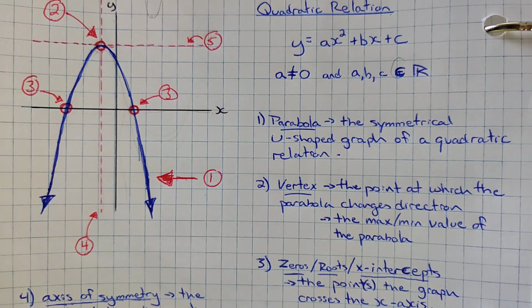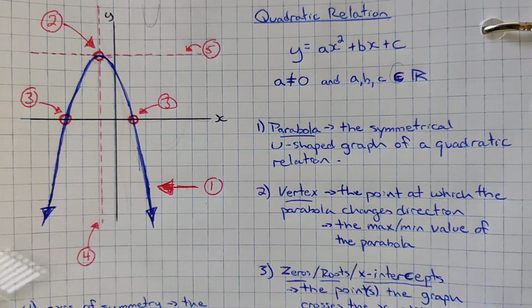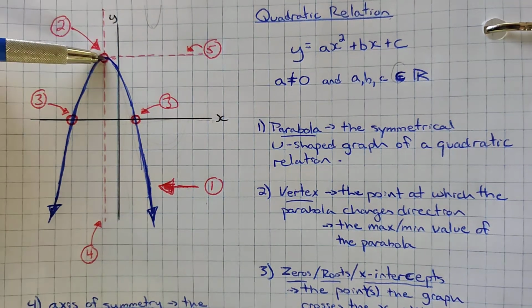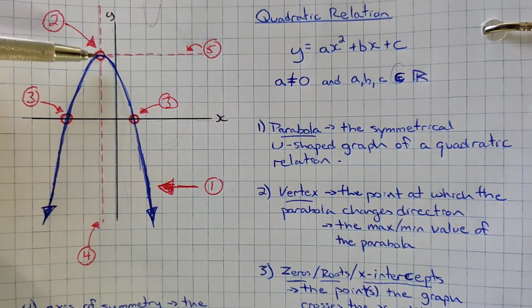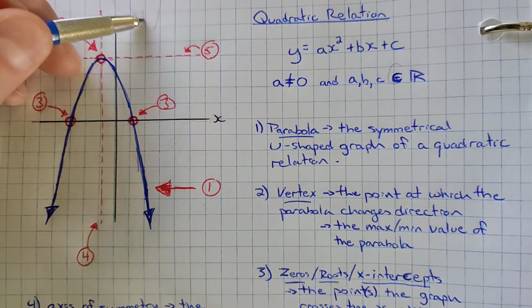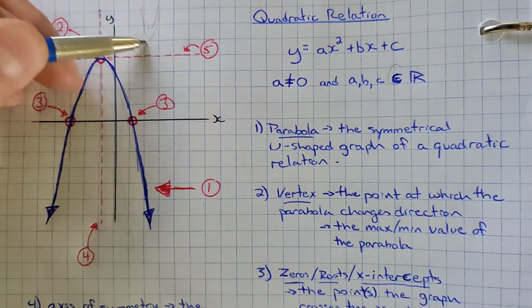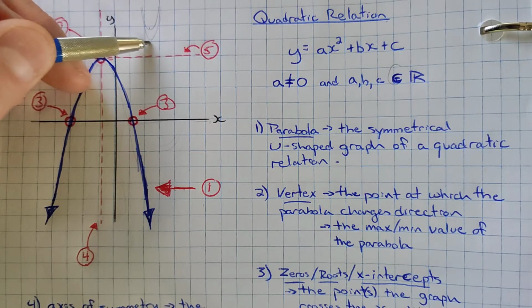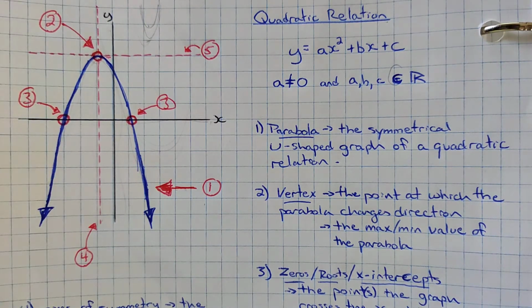It is the maximum or minimum value of the parabola. In this case, it's the highest point on the parabola. The parabola would continue down forever, so there is no minimum point. It's an infinite value. But there is a maximum point that stops here at 1, 2, 3, 4. So it stops at a height of 4. Again, if the graph opened the opposite way and was opening upwards, then it would have a minimum value, the lowest possible value at the vertex, and then it would continue upwards infinitely.